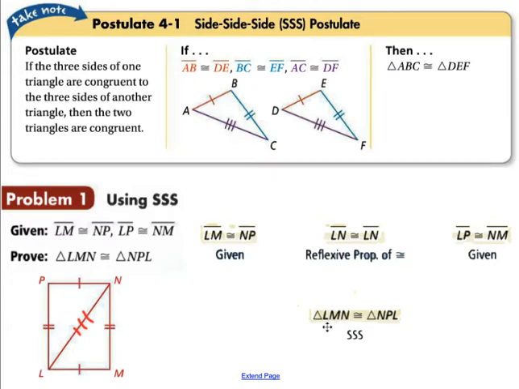When you write triangle LMN congruent to triangle, you have to write the order of the vertices that are corresponding. So vertex L corresponds to vertex N, vertex M corresponds to vertex P, and vertex N corresponds to vertex L. The order of those matters. Okay, so you have to be very, very careful when you're labeling your triangle sides.